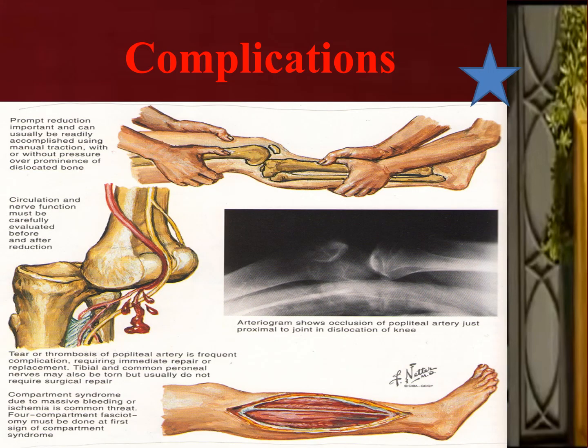Also, other complications can occur, especially injury of the ligaments of the knee, such as the medial ligament, lateral ligament, anterior cruciate and posterior cruciate, or also injury of the menisci. Compartment syndrome can also occur, and other complications exactly the same as in posterior dislocation, such as stiffness, myositis ossificans, and arthritis.